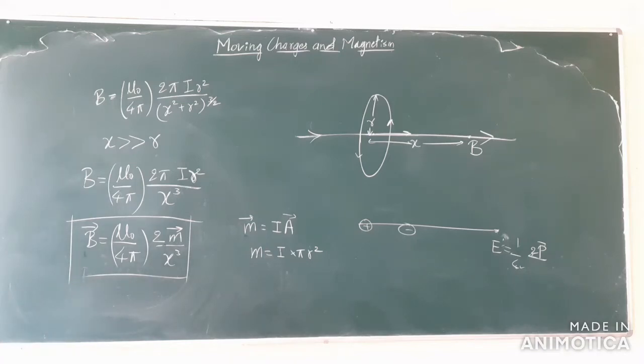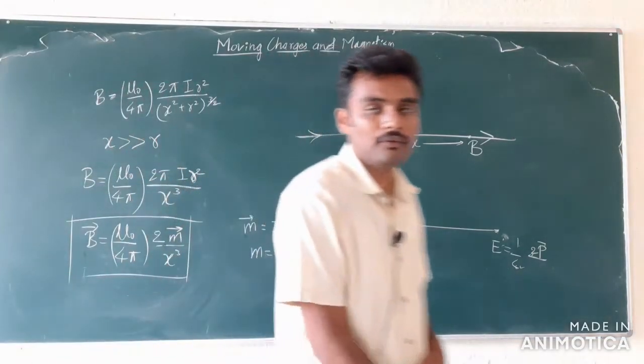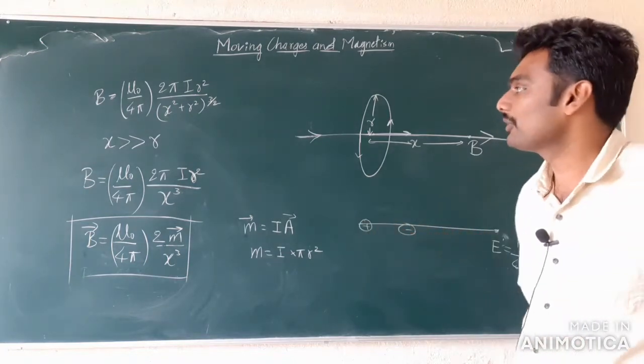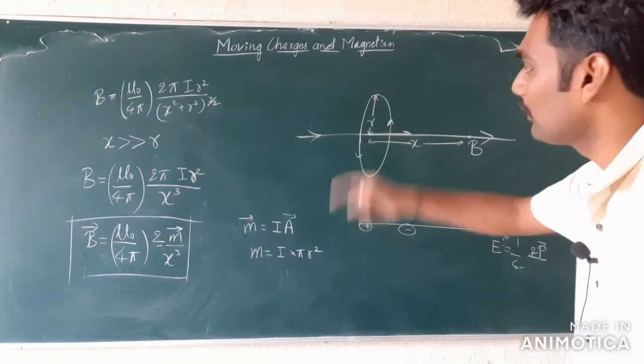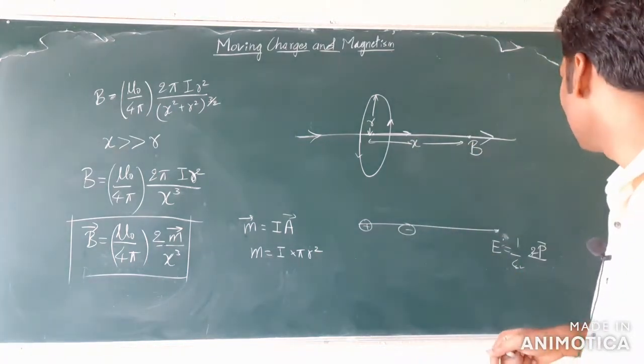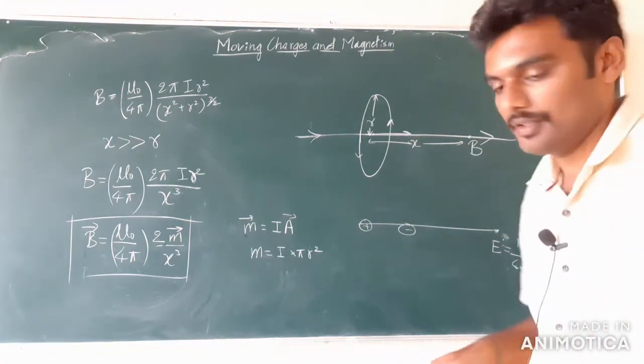So this is how we express B in terms of M. This is an important way of expressing B. This expression is very important. Also, you practice the derivation once. It's not that difficult, very easy derivation.